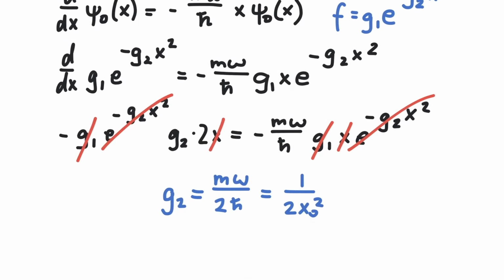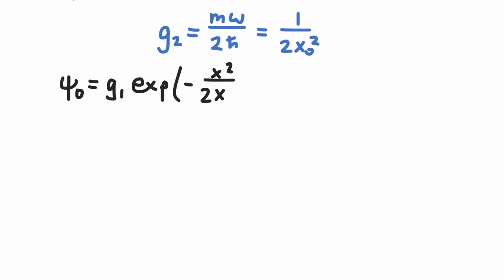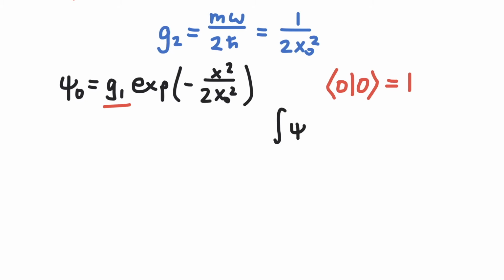With this, we can write down the position space function of our ground state. ψ0 is given by g1, and then an exponential function of minus x squared over 2x0 squared. So how do we get g1? Remember that our eigenfunctions of the harmonic oscillator are normalized, so the inner product should give 1. In position space, this means that the integral over ψ*(x) times ψ(x) over all allowed values of x has to be 1.